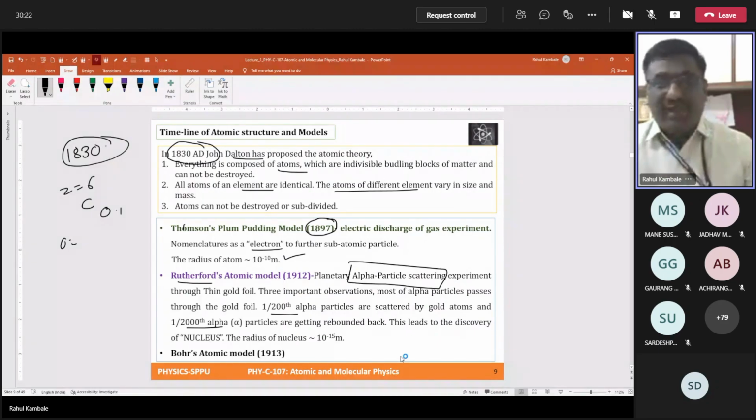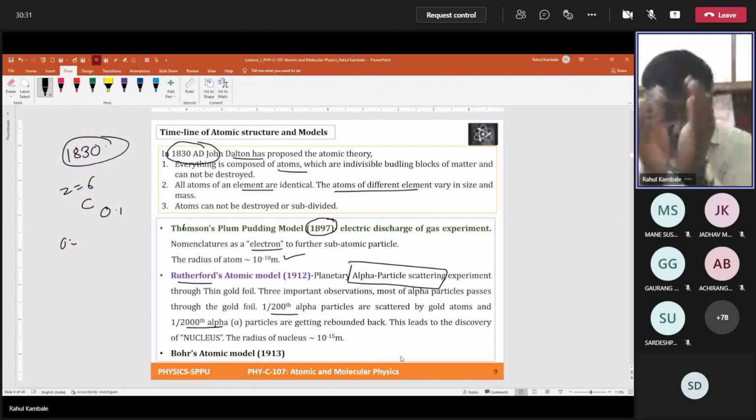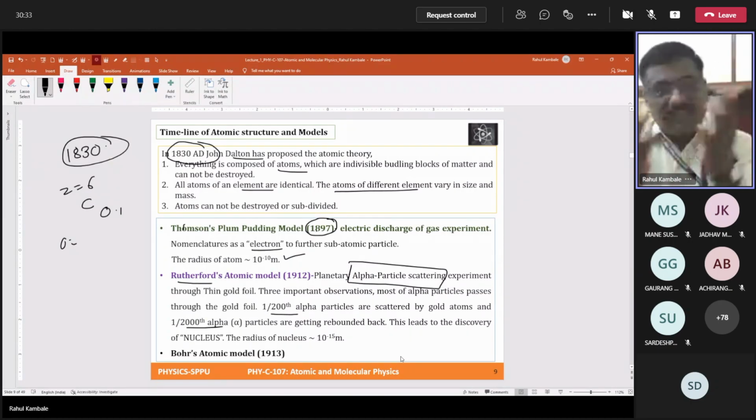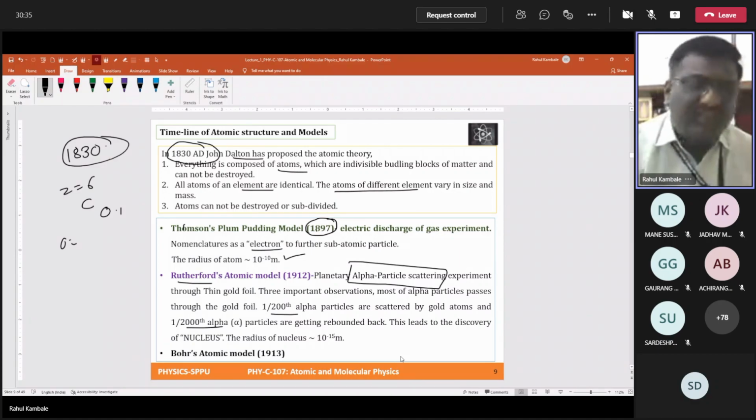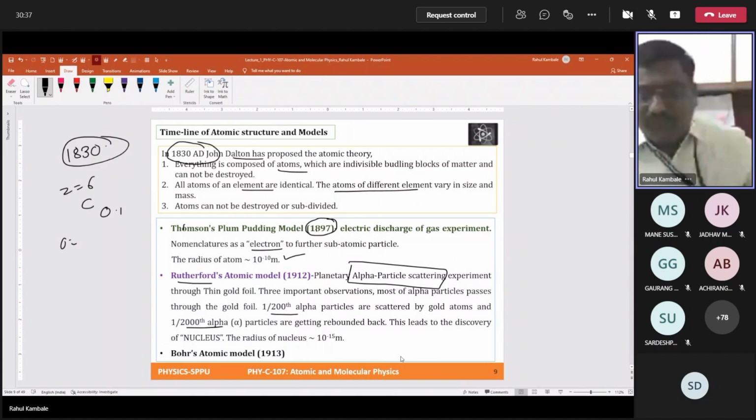That's why this elephant come back, alpha particle. And that's why he has given the name something is there, means whatever the mass of the whole electron is concentrated somewhere else. And that is called a nucleus. And then the nucleus discovery is there. And of course, which is inside there. So it is 10 raised to minus femtometer.